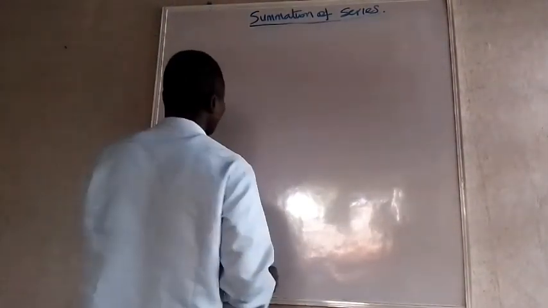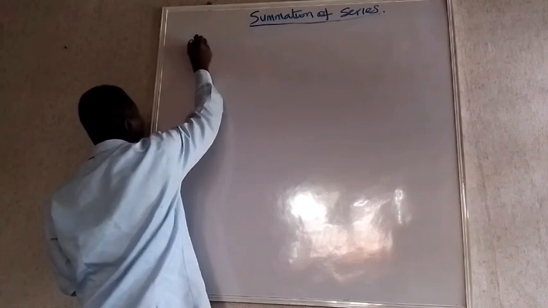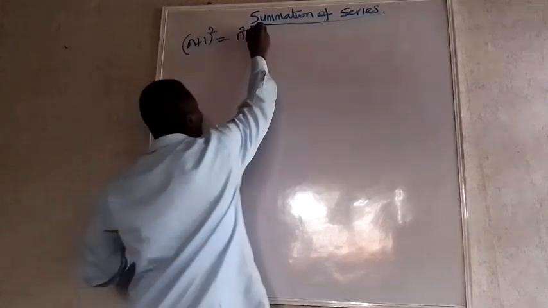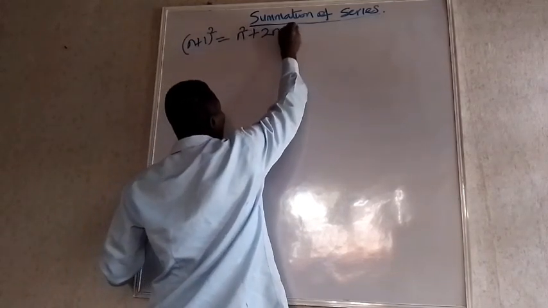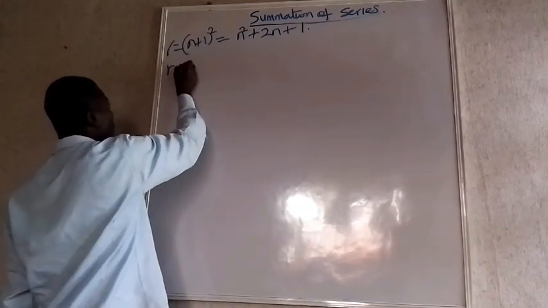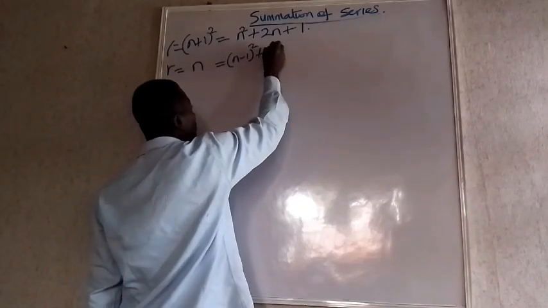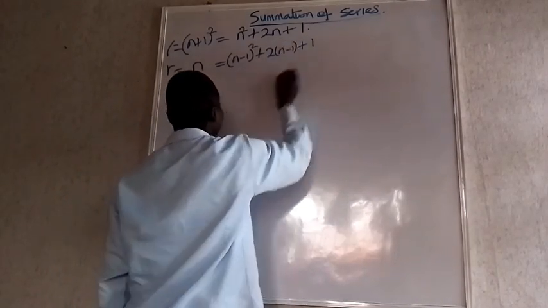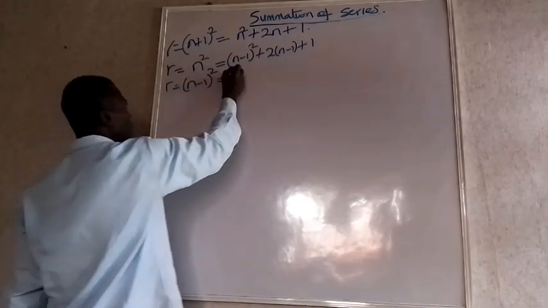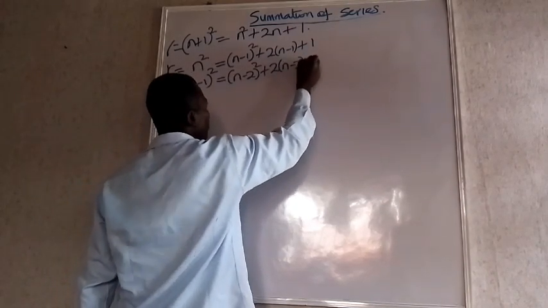Now we are still on the natural numbers. When we have r, let's say we have something like this, n plus 1 squared. You know it's going to be n squared plus 2n plus 1. This is a term, r. Another one is going to be r. This is n. It's going to be n minus 1 squared plus 2 into n minus 1 plus 1. n minus 1 squared, please. It's going to be n minus 2 squared plus 2 into n minus 2 plus 1.